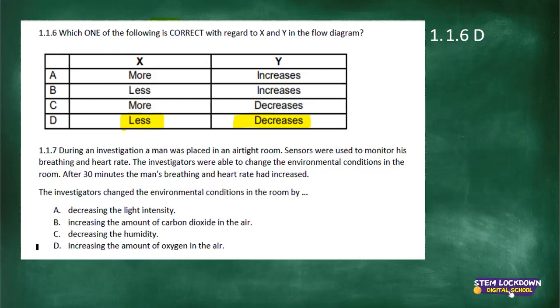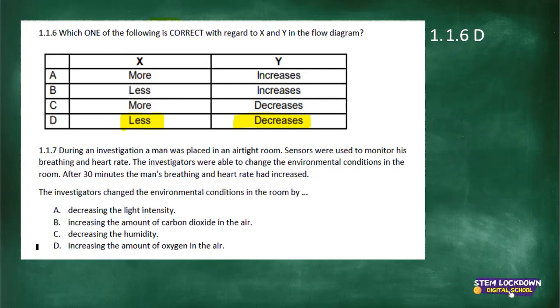So the investigators changed the environmental conditions in the room by either A, did they decrease the light intensity? B, did they increase the amount of carbon dioxide in the air? C, did they decrease the humidity? Or D, did they increase the amount of oxygen in the air?